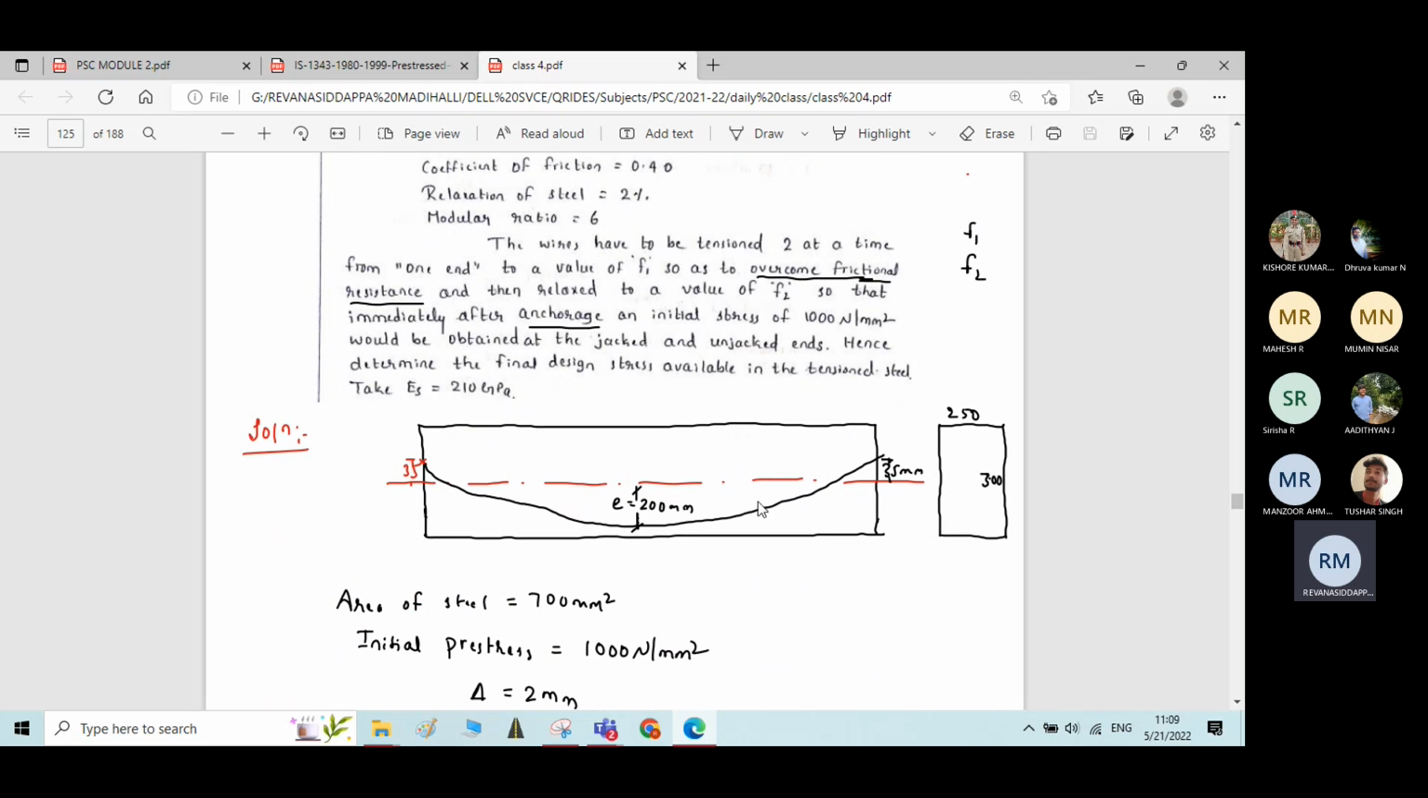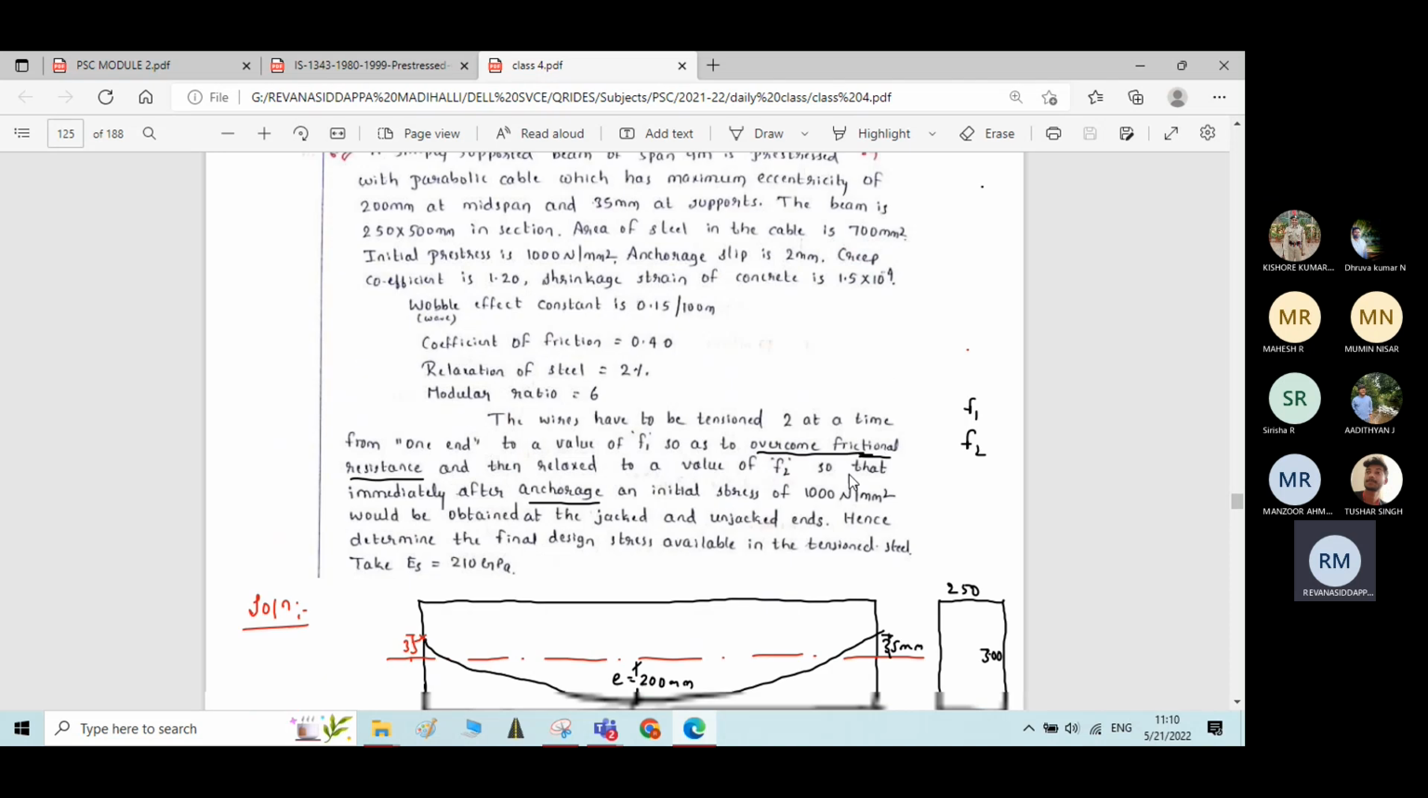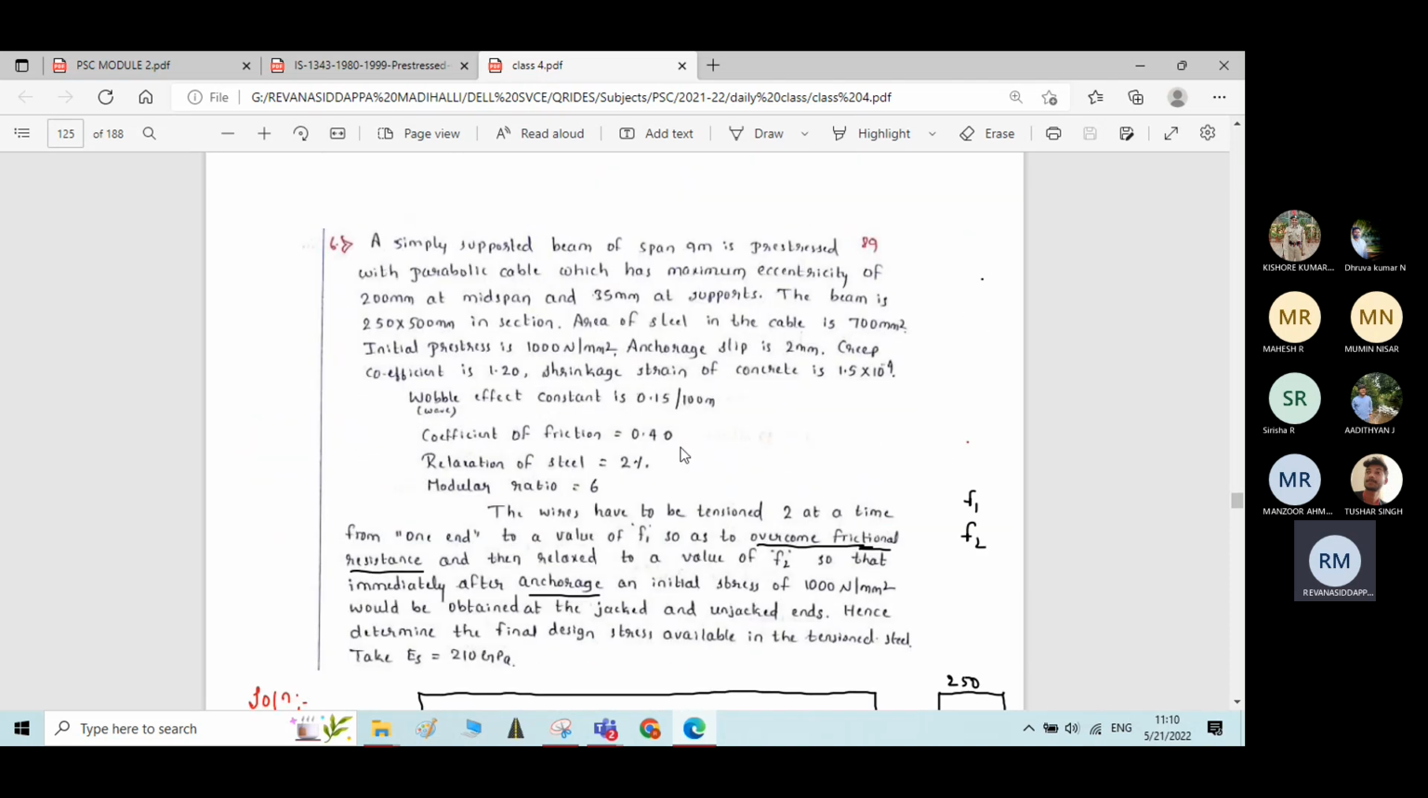Okay, for that I have written the figure. So at the midspan you can see the eccentricity is 200 mm. Okay, and at the support it is 35 mm, okay, above the neutral axis. Then the beam is 250 by 500 mm in cross section. That also I have written here.